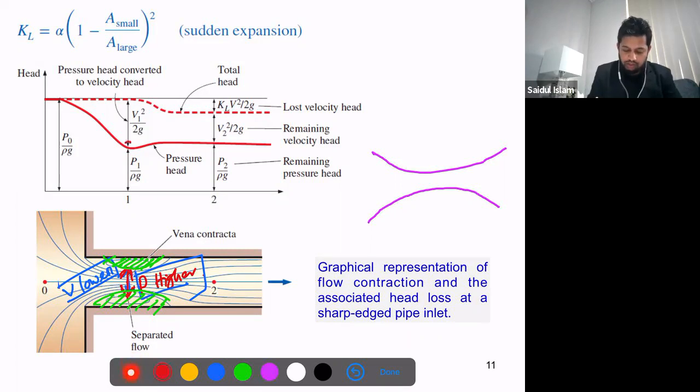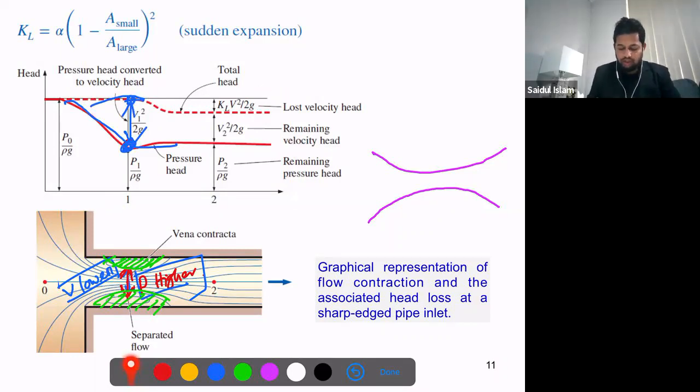And that you can see here. These are the pressure heads. You see, the pressure is decreased here, but the velocity head is higher. So these are the heads. This is actually a graphical presentation.